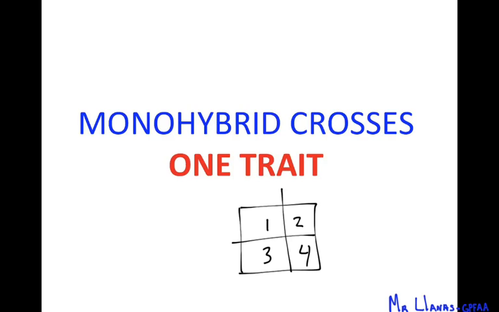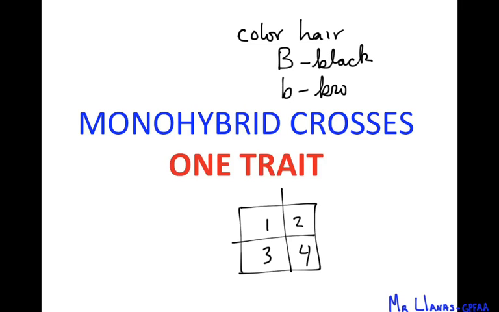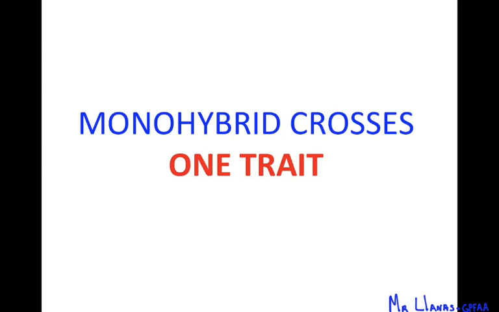What I mean by one trait is that you could look at the color of hair. Let's say we use 2 letters, big B for black hair, and we could also use little b for brown hair. Okay, and that's one trait. We're looking at one trait, color of hair. We use 2 alleles to represent that trait, but it's only one trait. Okay, so let's look at our example real quick.